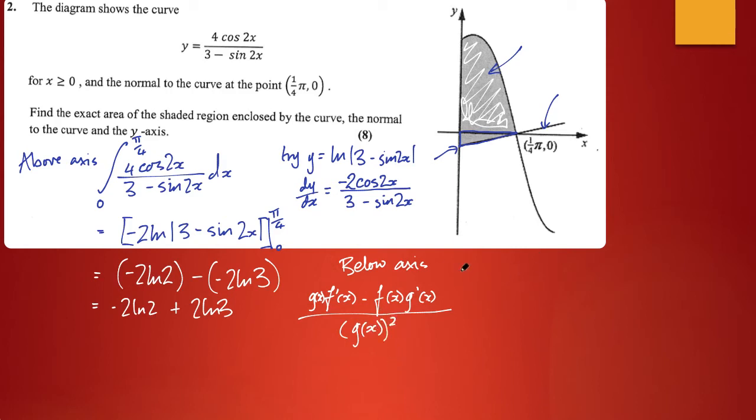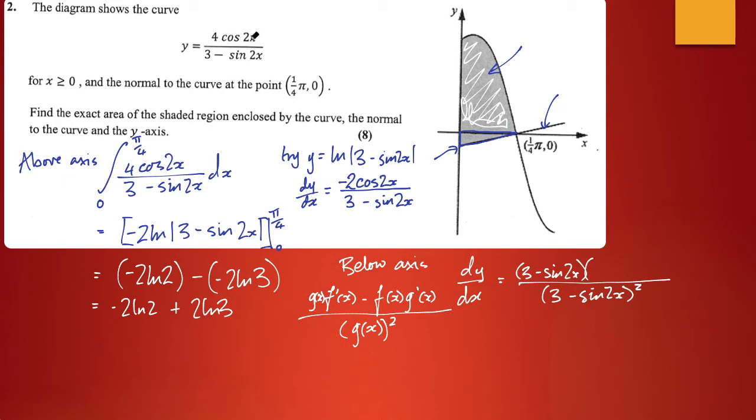So essentially what I'm doing is finding dy by dx. First thing I'll do is write out that denominator squared, and that's my g of x squared. Also, the first thing that appears on the top line is that g of x function as well. So I've got 3 minus sine 2x times the derivative of 4 cos 2x, so doing chain rule with that.